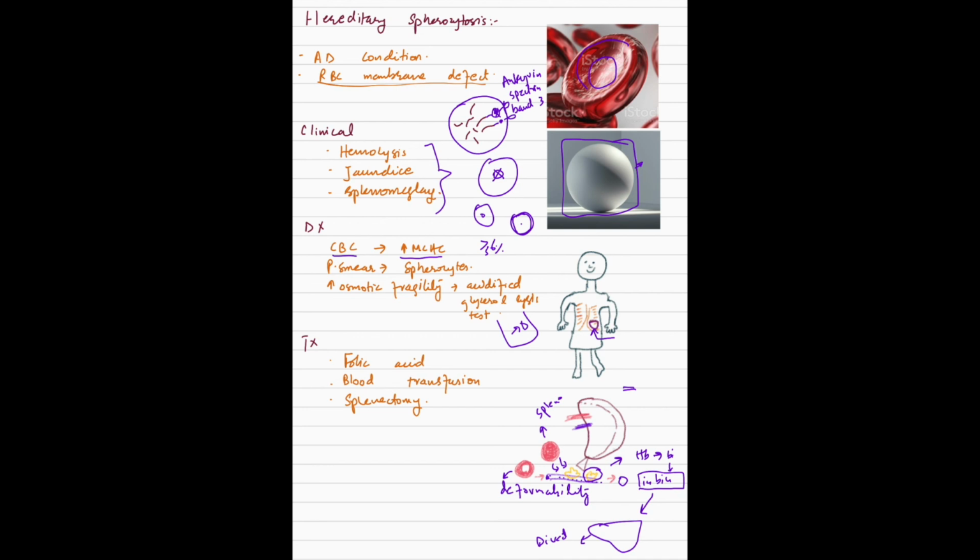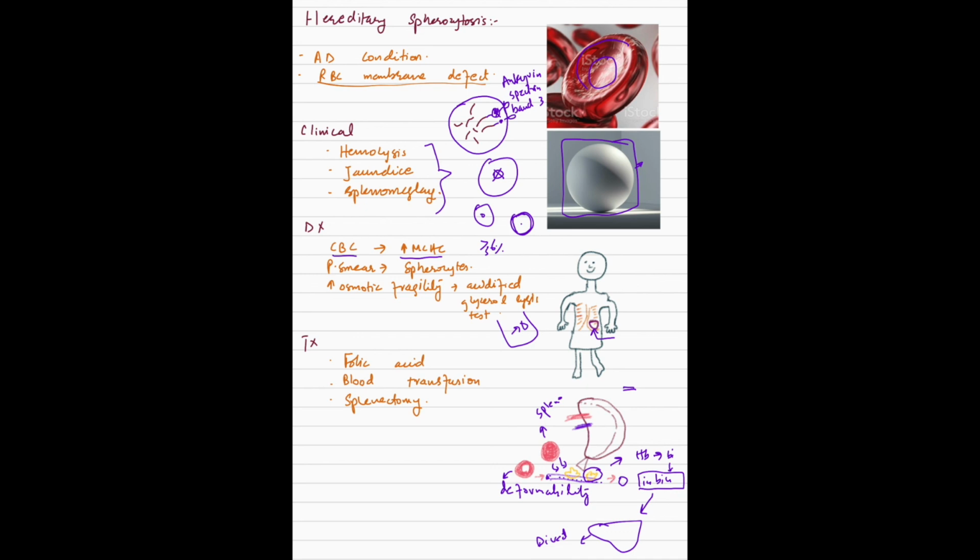So in order to do a splenectomy, you first have to give vaccinations. The patient should be vaccinated against pneumococcus, and also H. flu. So the patient should be vaccinated. So that was a quick discussion of what hereditary spherocytosis is all about.